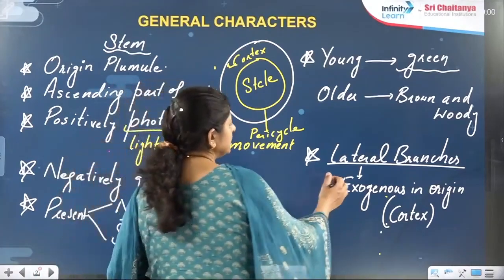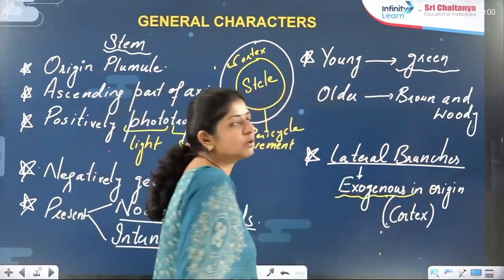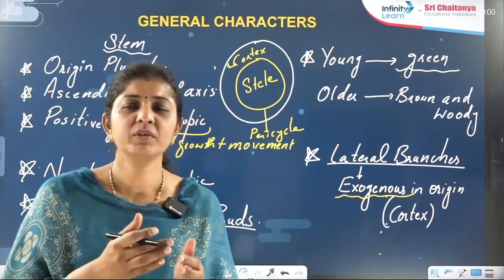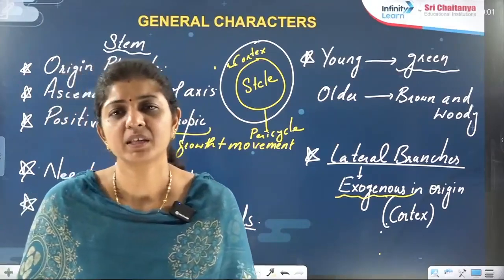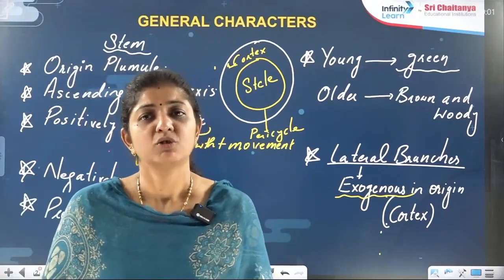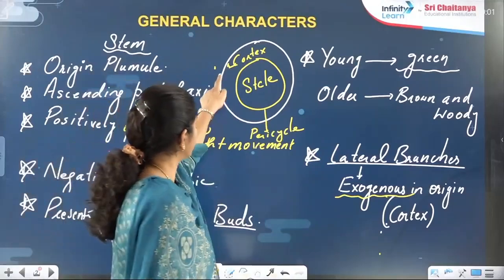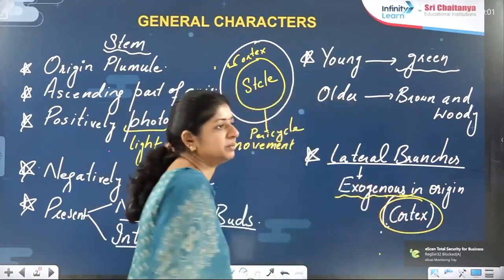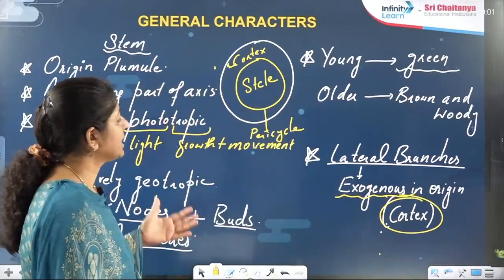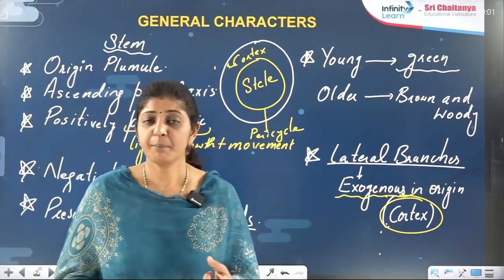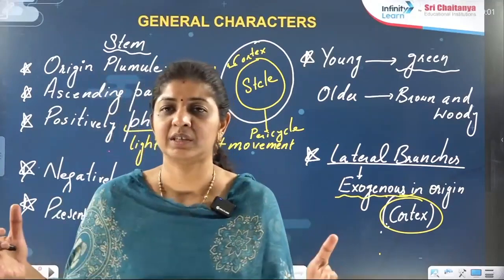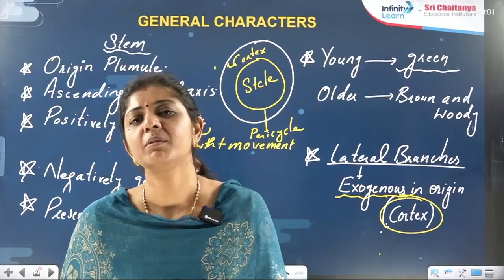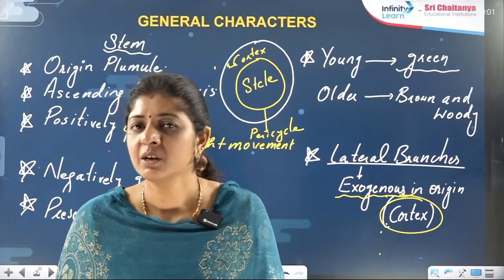If I tell you the lateral branches are exogenous in origin, that means it should not be from the pericycle or any of the cells just inside the pericycle. It should not be from there, right? So from where does it originate? Either from the epidermis or from the cortex. Now, it is originating from the cortex. Are you getting that? That's why you call it exogenous in origin. But in roots, branches are coming out from the pericycle. That's why in the root, the lateral branches are endogenous in origin.